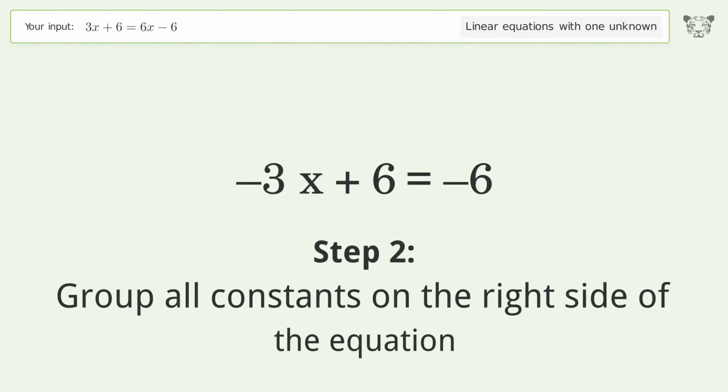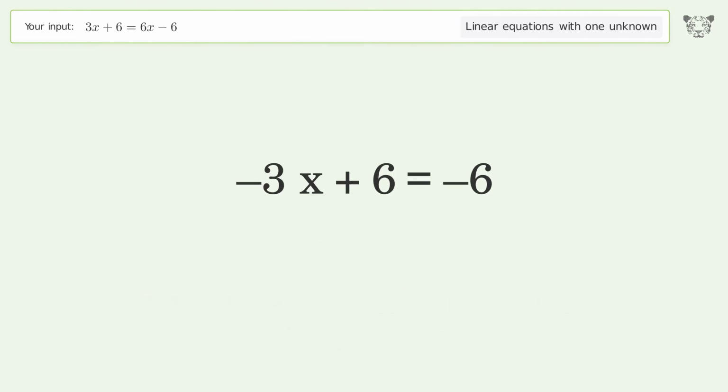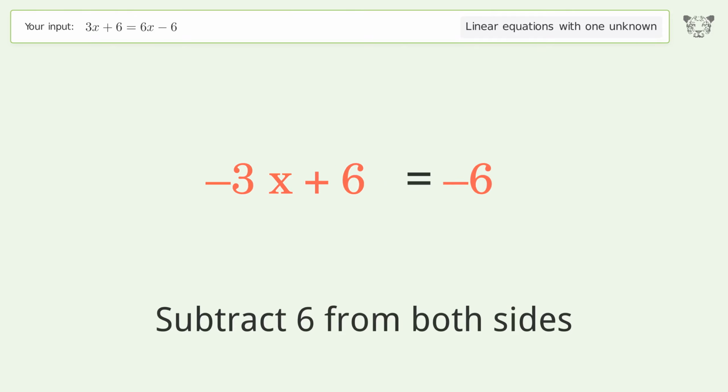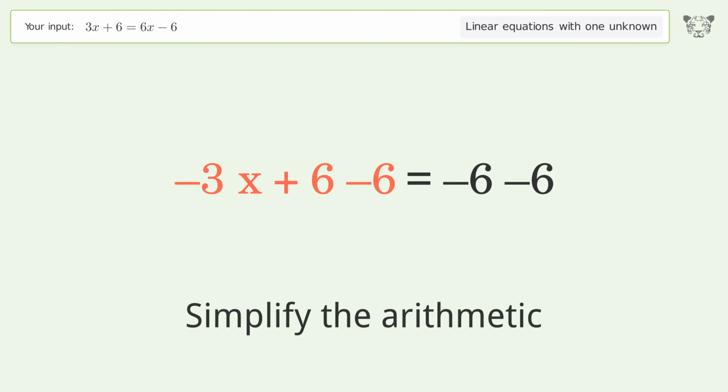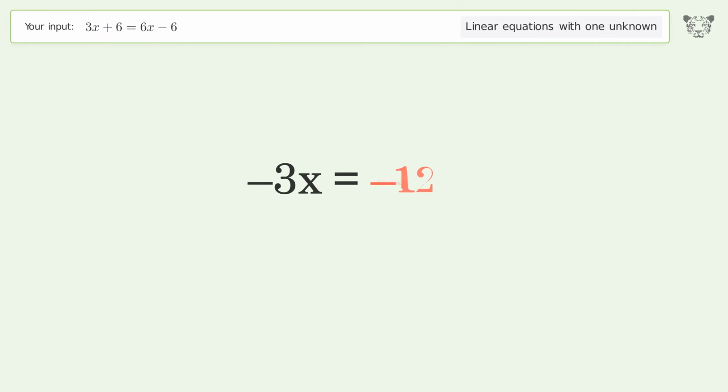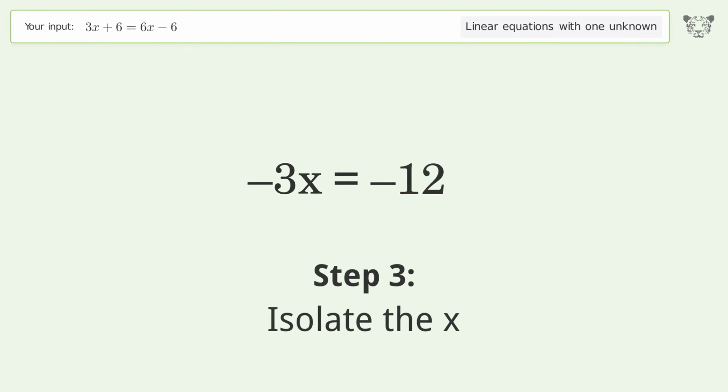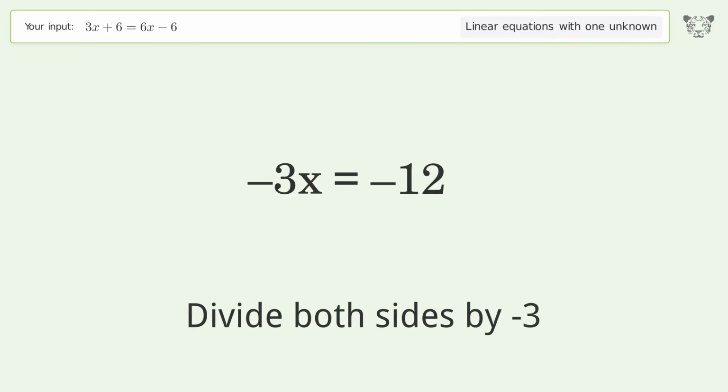Group all constants on the right side of the equation. Subtract 6 from both sides. Simplify the arithmetic. Isolate the x. Divide both sides by -3.